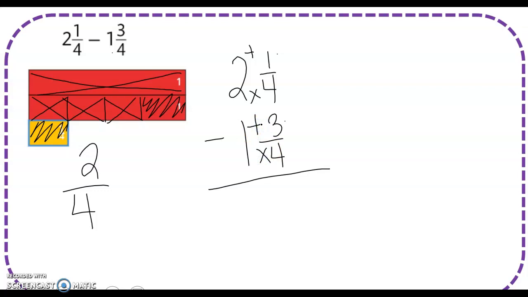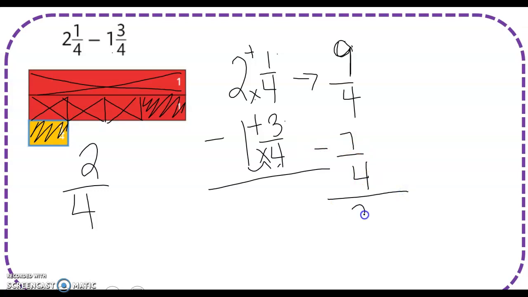Okay, so starting here, 4 times 2 is 8, plus 1 is 9. That's my numerator. 9/4. Okay, and with the fraction down here, 4 times 1 is 4, plus 3 is 7. Now I could subtract. 9 minus 7 is 2, and my denominator stays the same. Final answer, 2/4, which matches what we did here with the fraction sticks, okay?